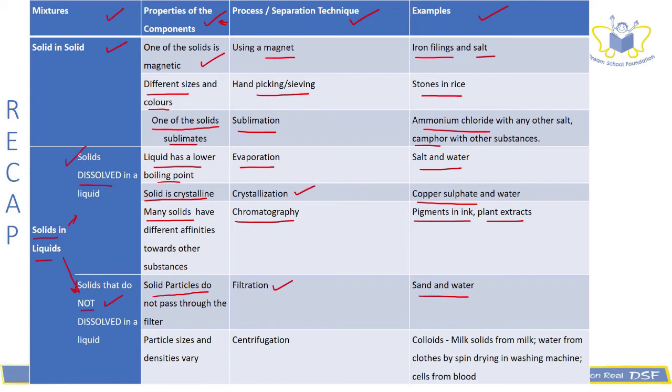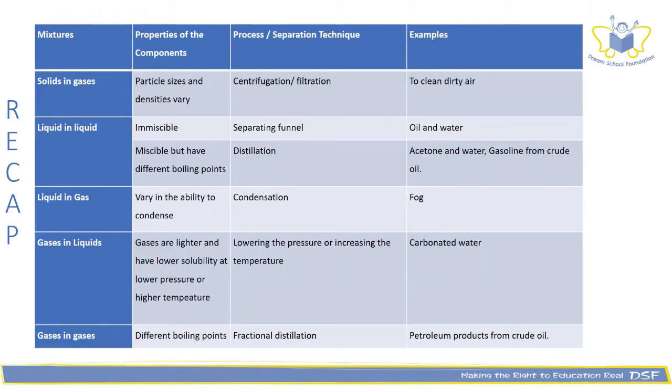Then we have particle sizes and density varying. Then we use centrifugation. The example is colloids, milk solids from milk, water from clothes by spinning or drying in washing machine, and cells from blood. Then we will look at solids and gases. The property is particle sizes and density variation. So we use centrifugation or filtration to clean dirty air is the example.